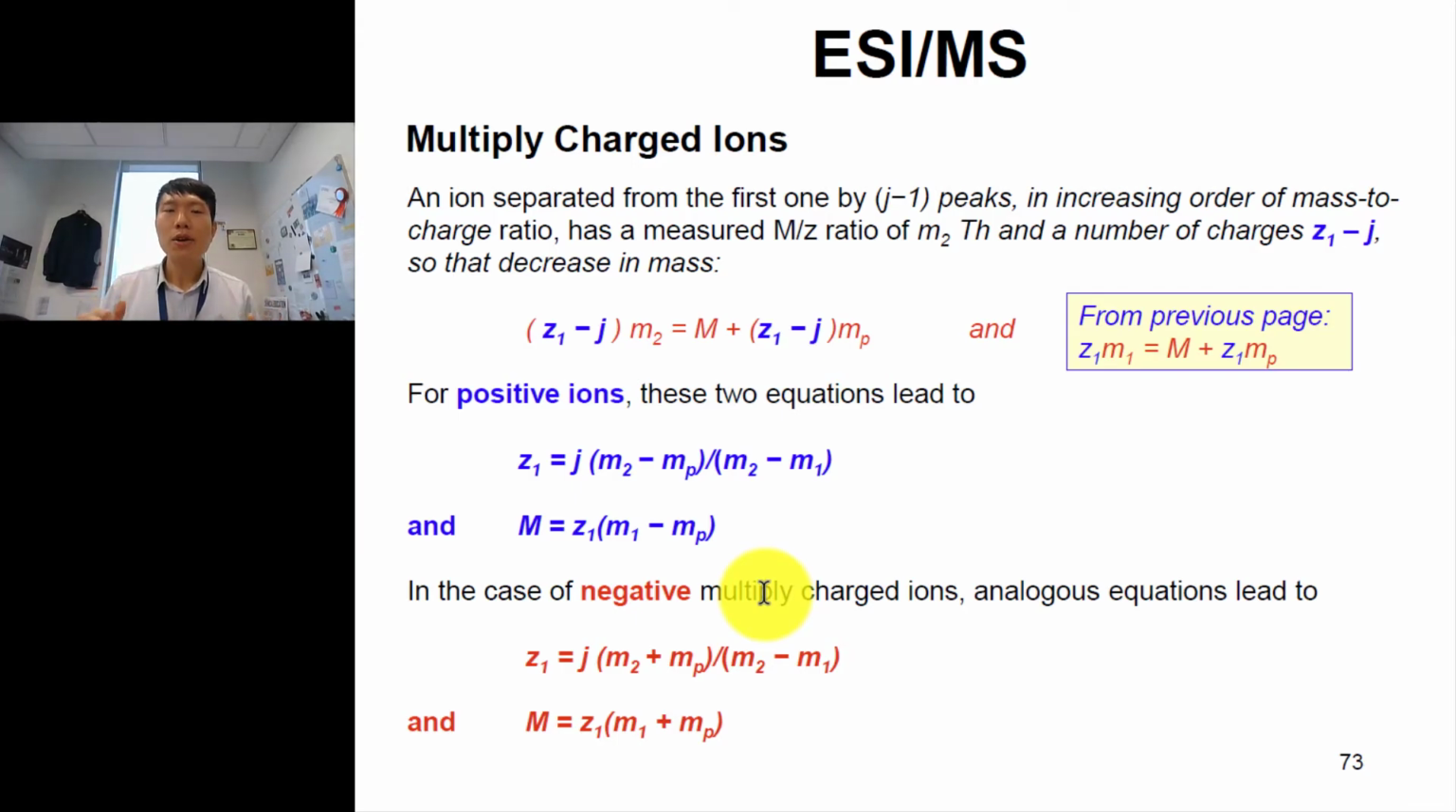and the mass of a proton you can also express in the form of an AMU. So an ion which is separated from the first one, because they fragment, we call the J-1 peak. We can also measure its m/z ratio, M2 Thomson, and the number of charges, Z1 minus J. So we can also find the decrease in mass via this formula. Now consider two cases. One for the positive ions. When you do a substitution, the two equations will simplify into these, in blue. And for the case of the negative ion, it will simplify into the last line. The main difference, if you observe, is the sign here: for the positive ion this is negative, for the negative ion this is positive, and that's the only difference.